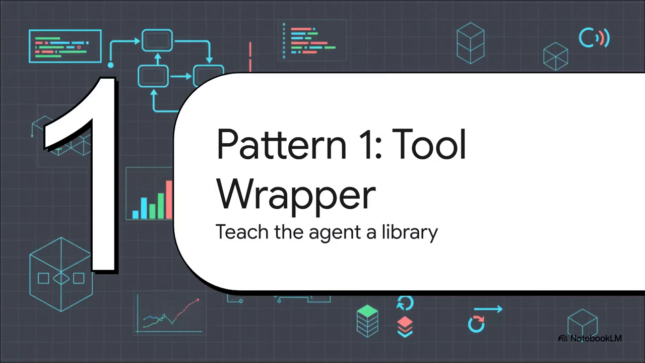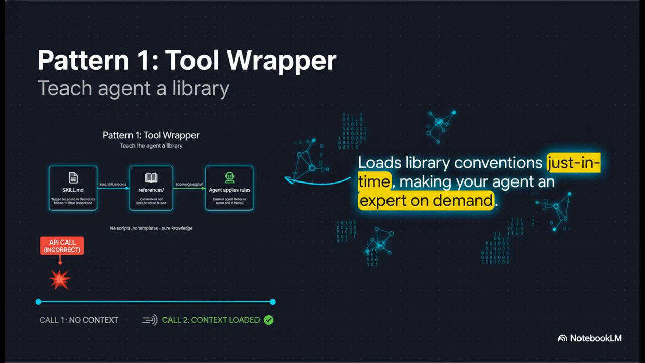All right, let's build on that with our very first pattern. This one's the simplest and probably the most common you'll see, the tool wrapper. You've definitely seen this problem before, right? Your agent tries to call a library's API, but it gets it wrong because it doesn't know some specific convention. The old way was to just stuff the documentation into the system prompt.